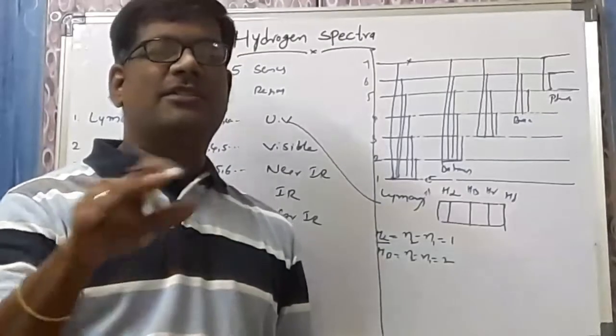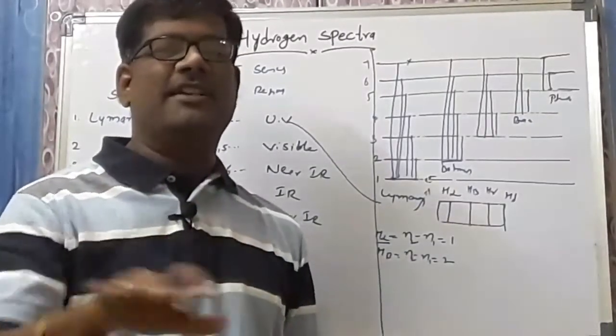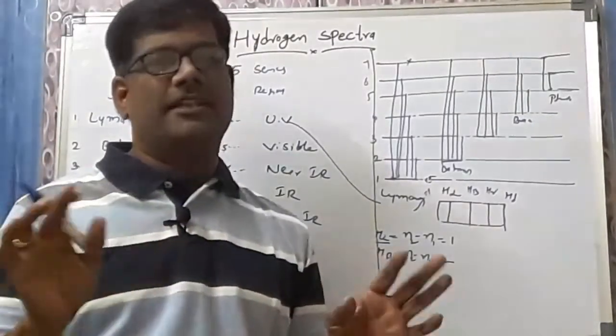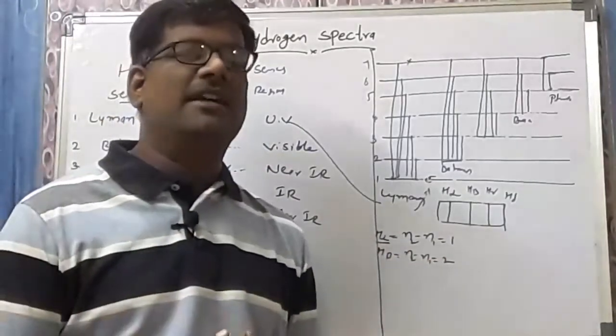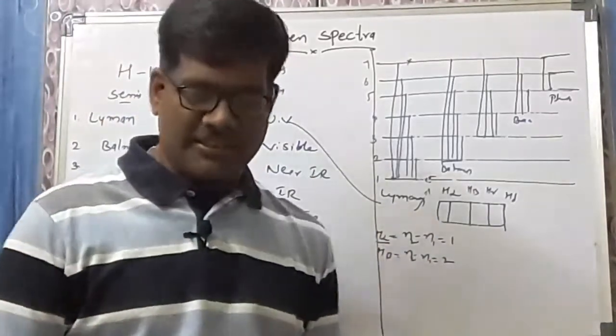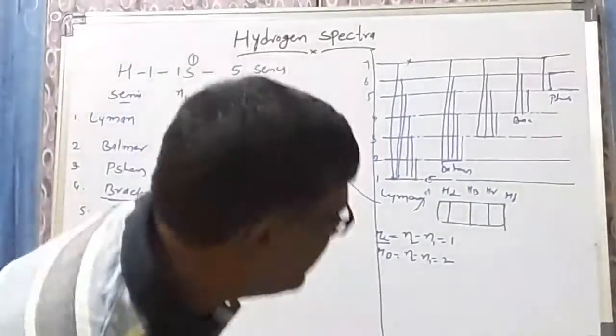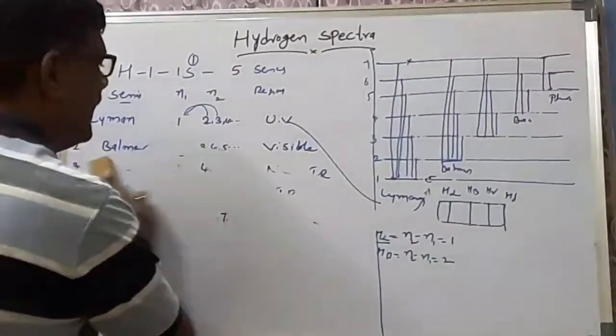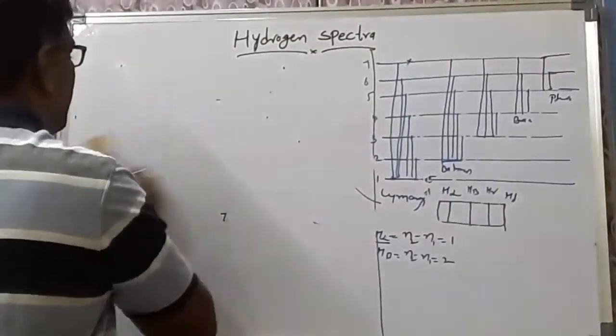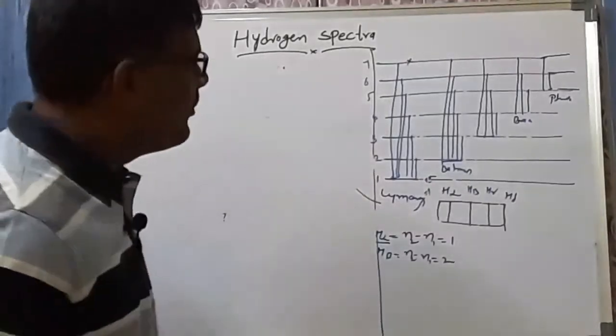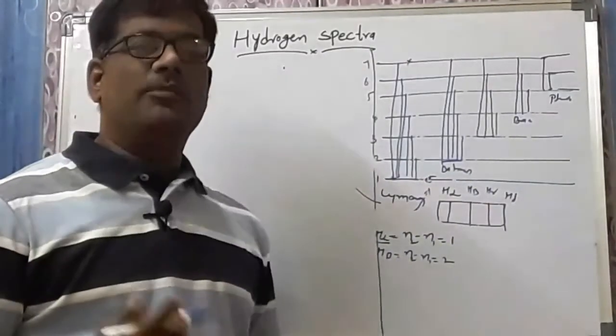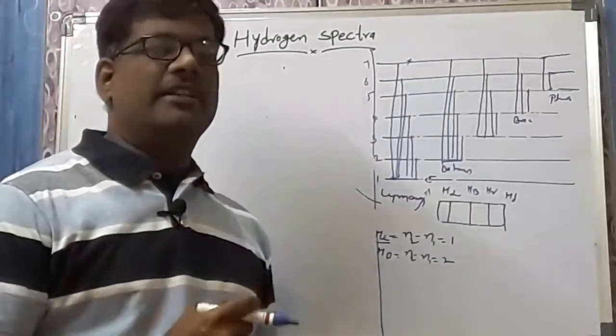N2 minus N1 equal to 2 is the second line. N2 minus N1 equal to 3 is the third line in each and every series. Like that you will calculate the lines present in each series. Here I will give you a very important point for your IIT examination as well as the EAMCET examination: how many spectral lines you will get, how many you will calculate.